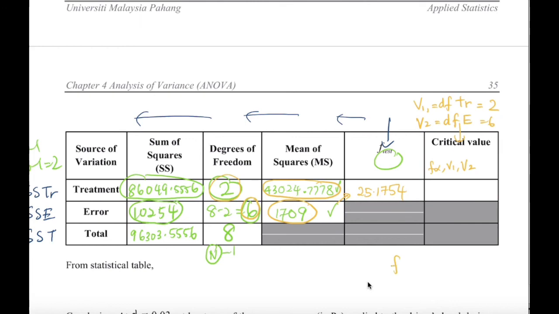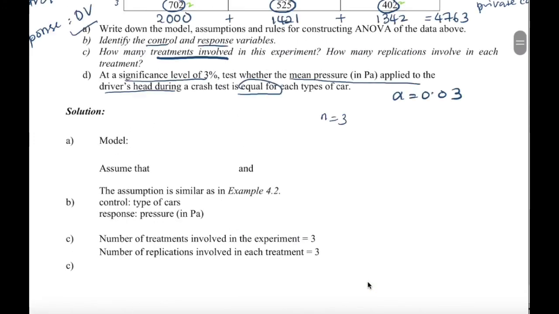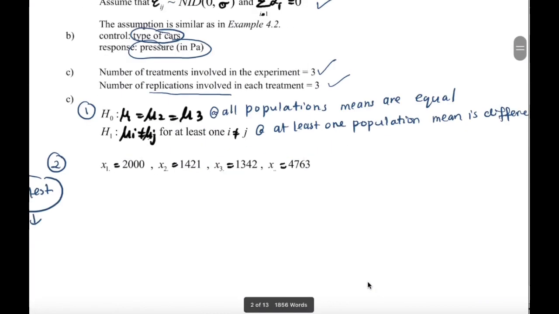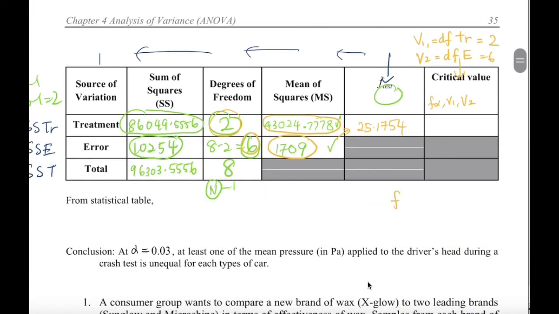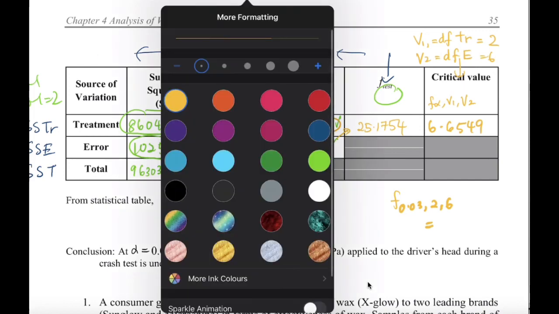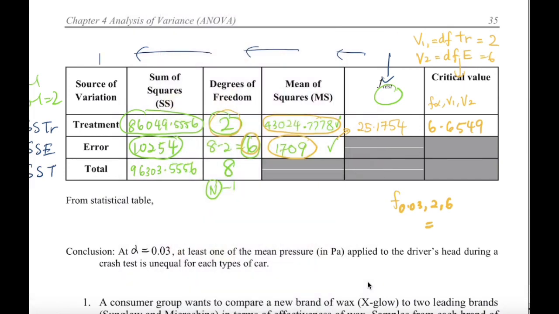So you find F alpha, which is 3%, so 0.03. So F 0.03, nu1 is 2, nu2 is 6. Look at your stat table and you have 6.6549. Now complete your ANOVA table. This was still step number 2.